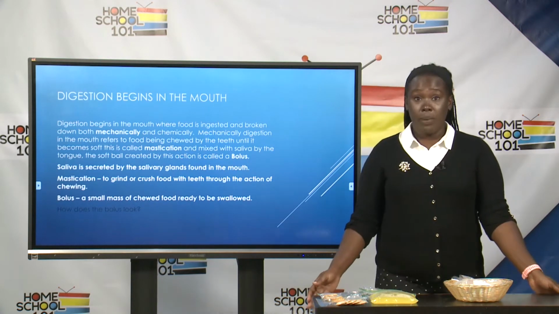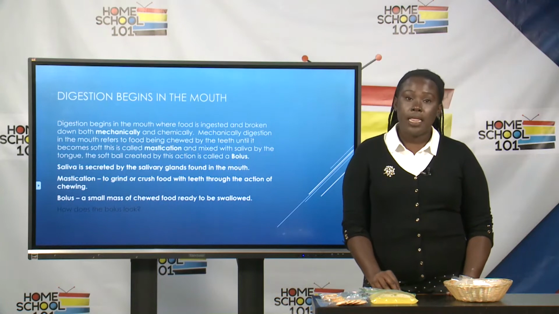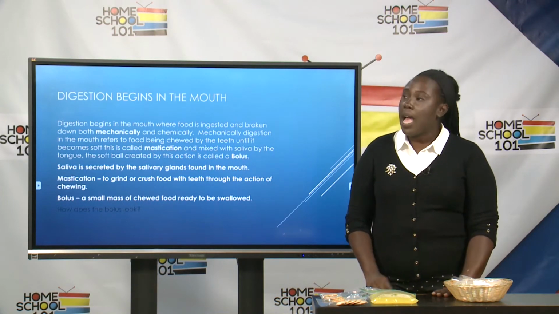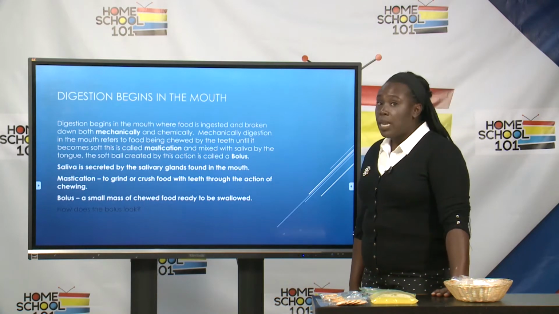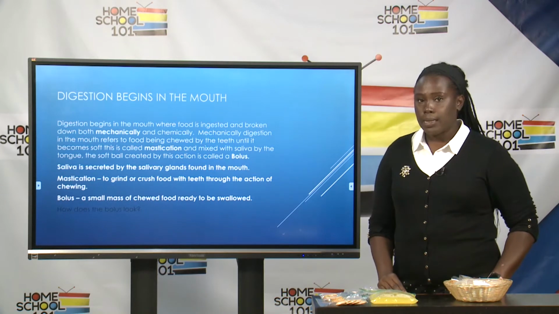Where does digestion begin? Digestion begins in the mouth. What happens in the mouth, you may ask? Well, mechanically, we chew our food, and our tongue helps to combine this chewed food with saliva. And as it is chewed and mixed with saliva, we then create what is called a bolus.